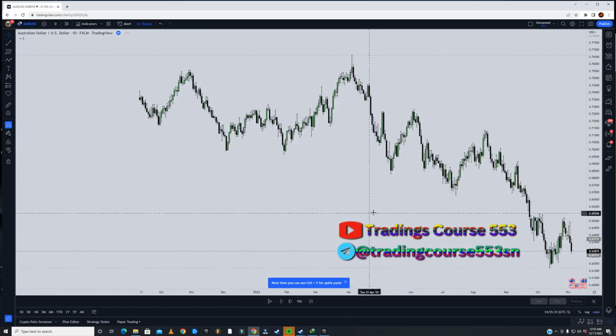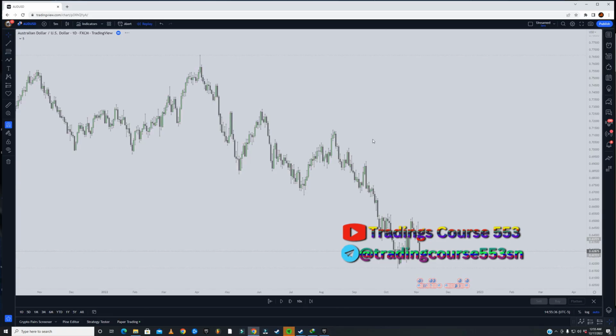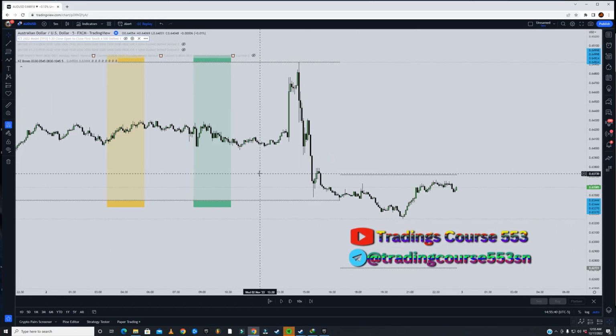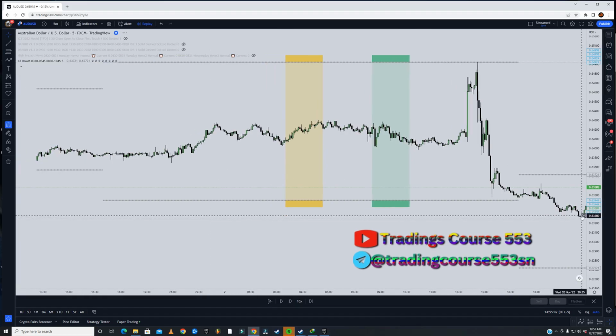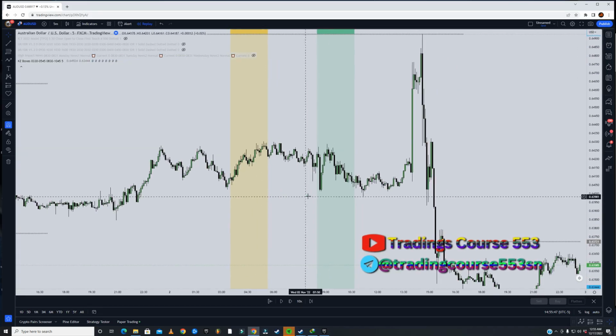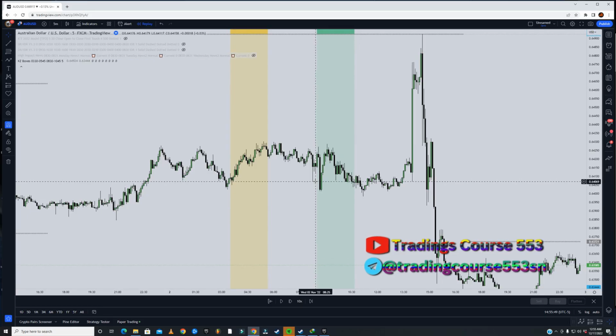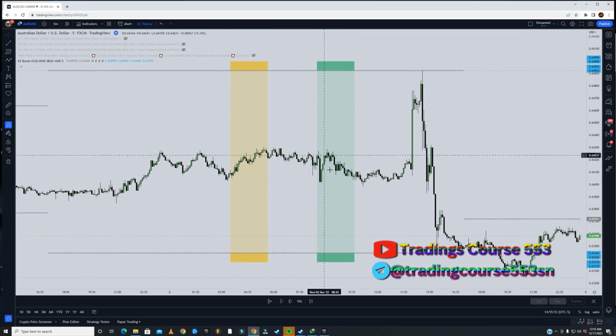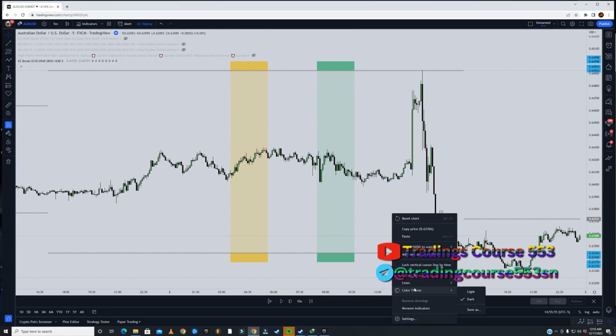So if I go here, let me go to the 5-minute time frame. So there we have our kill zones. You can see this is the London kill zone, right? And this is the New York kill zone that you are looking at. So your entry must be between these hours, right? It's that simple.